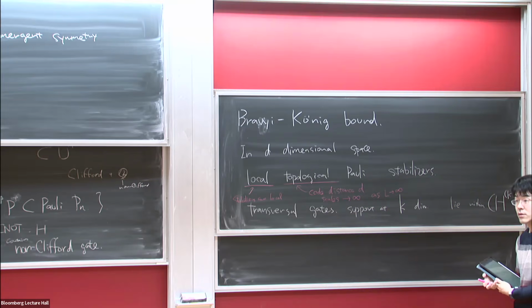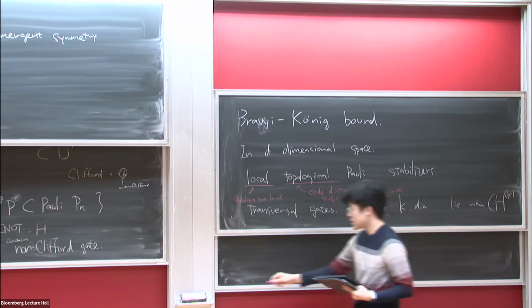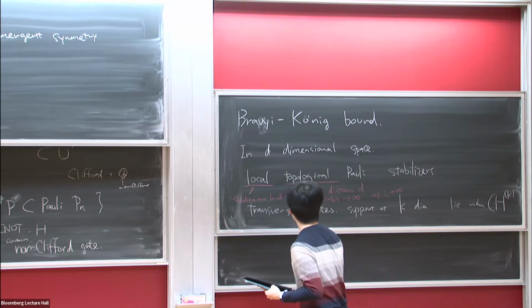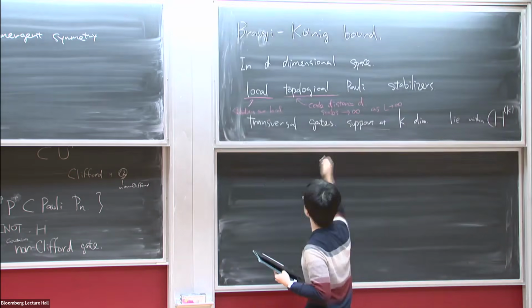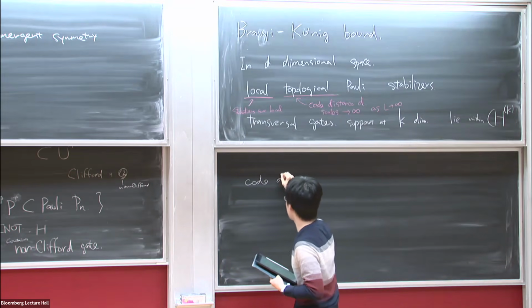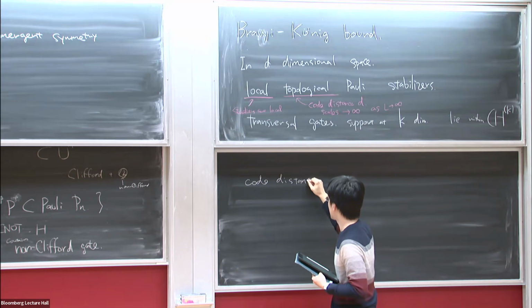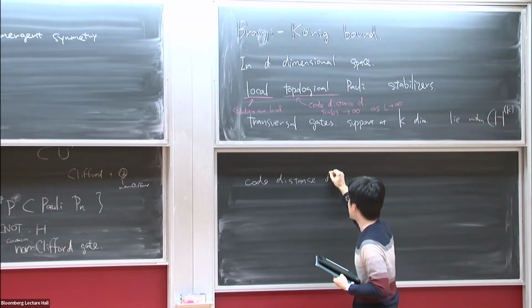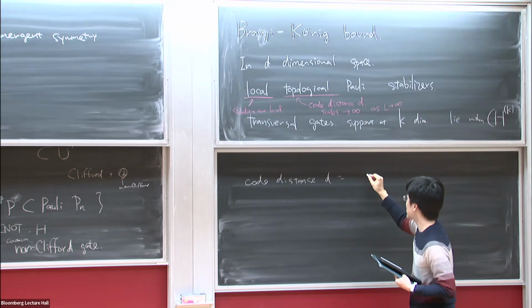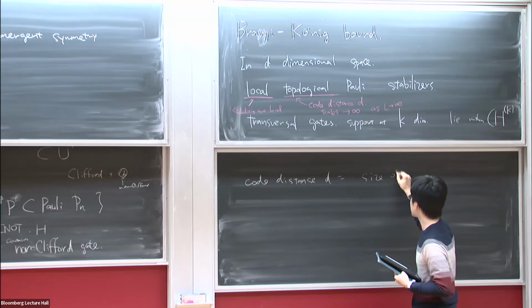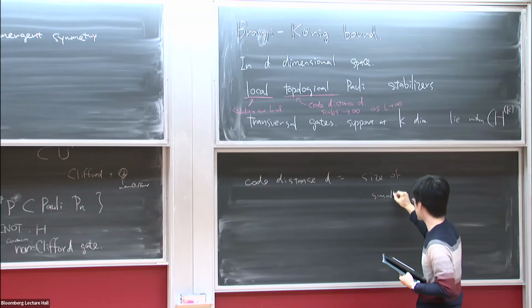Co-distance is a number of these logical operators. Co-distance is the size of the smallest operators.